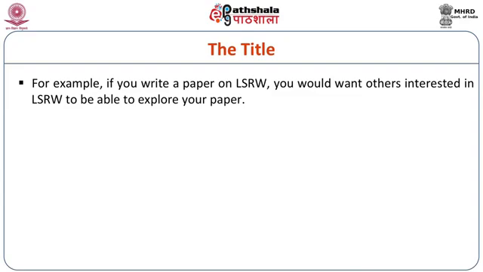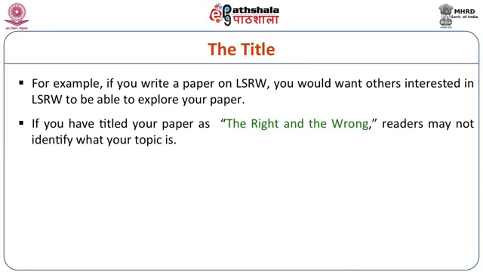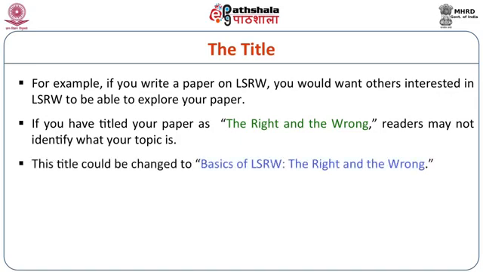Another example: suppose you write a paper on LSRW, writing skills, and you want others interested in LSRW to be able to explore your paper. If you have titled your paper as the right and the wrong, readers may not identify what your topic is. The language interested readers will not go for this topic, the right and the wrong. It is ambiguous. What is right, what is wrong? It is about what? The title then could be changed to basics of LSRW, the right and the wrong. The things will be absolutely clear and people will go and consult your paper.